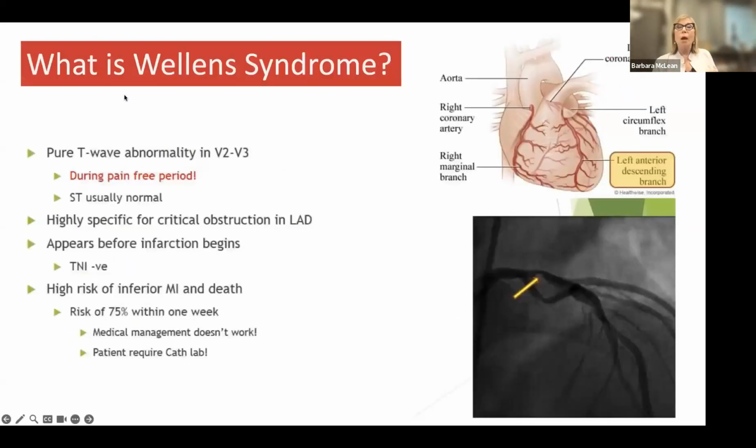Okay, so what is Wellens syndrome? Right here, what you're seeing is a point to this lesion. That lesion is in the LAD, and this is a pretty significant lesion, which is an occlusion to the blood flow. Typically how this presents is T-wave abnormality in V2, V3, and possibly V4. You often will see this during your pain-free period. During pain, you may see some ST segment changes, but when you're in the pain-free period, you identify this by T-wave abnormalities.